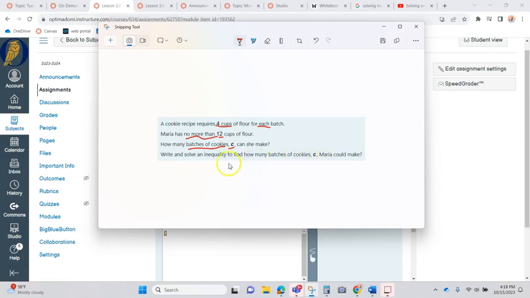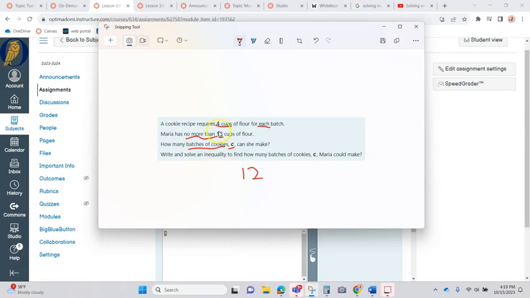Okay, for C, cookies. So no more than 12. So 12 is my main number. She has no more than. That's what else sounds like no more than. At most, max of 12. I only have 12 cups of flour.